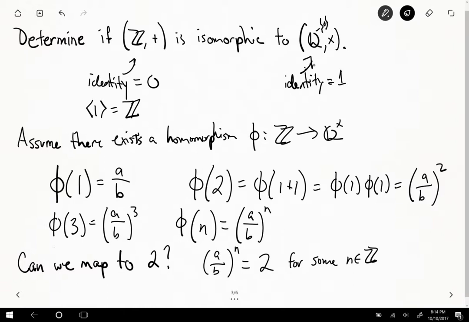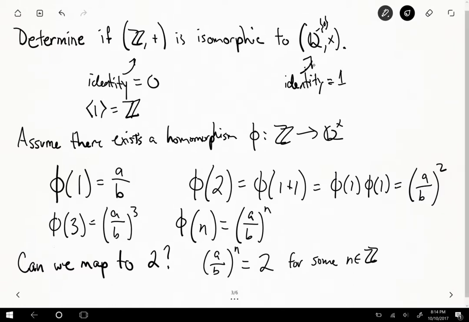Well, notice if n is 3 or 4 or 5 or any other number other than 1 or -1, what happens? Well, when you try and generate this element 2, you'd have a root over here, and we know that a root would be giving us an irrational number, and we can't have that. We need a over b to be an element of the rational numbers. So we've run into a problem now.